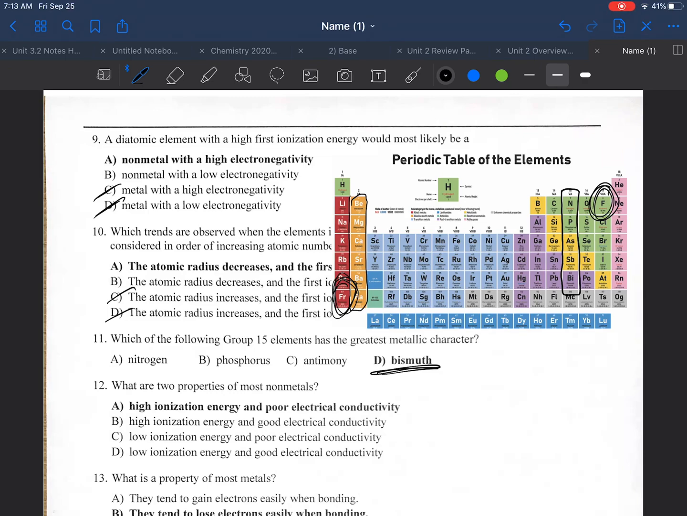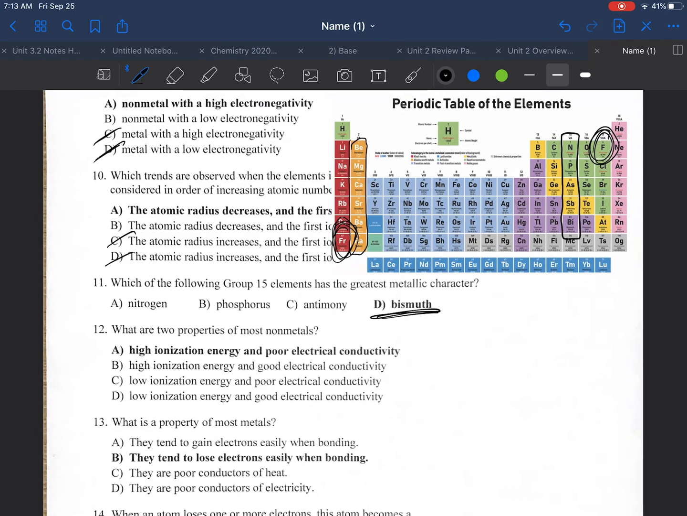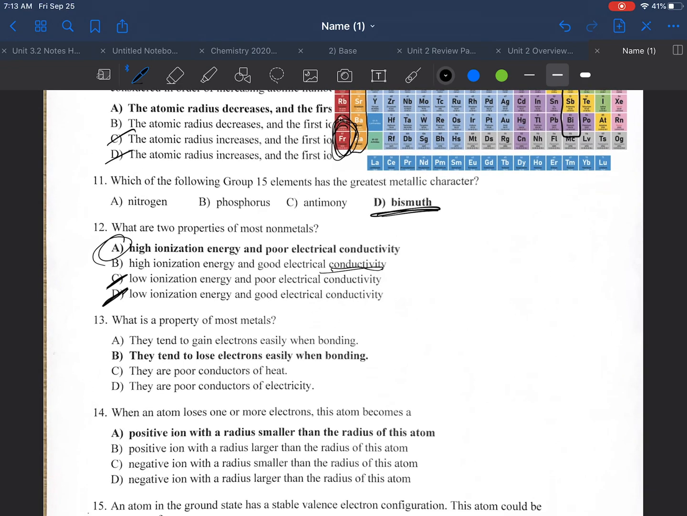Okay, 12. What are two properties of most nonmetals? Well, if the nonmetals live in the upper right corner, that means they're going to have high ionization energy, and that means C and D are gone. And then you should know that metals are good at conductivity and conducting, so we go A. What is a property of most metals? Metals like to lose electrons, so we know they can't gain. And we know that they are good conductors, so we get rid of C and D, which leaves us with B.